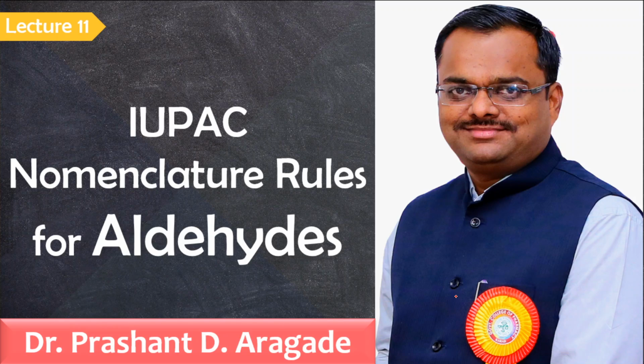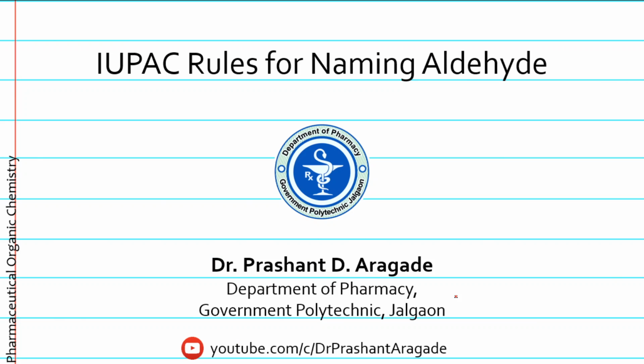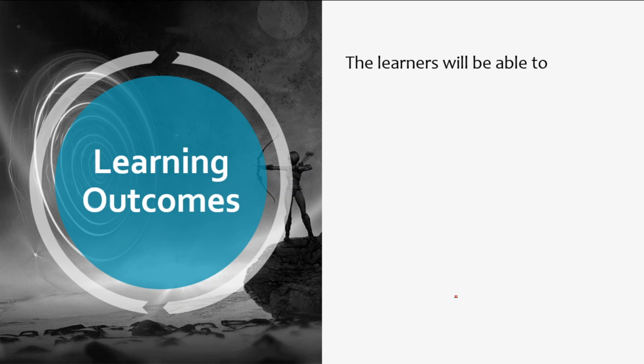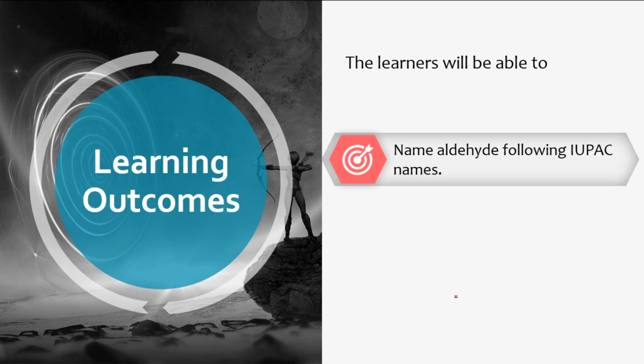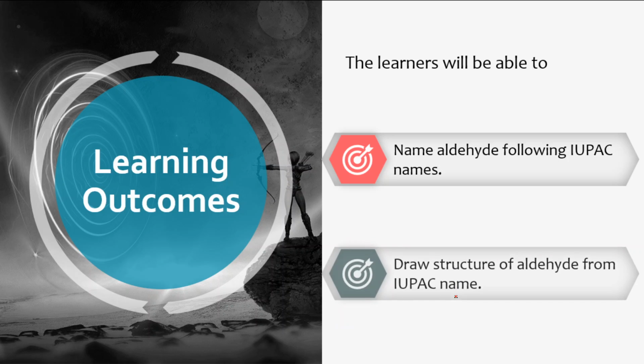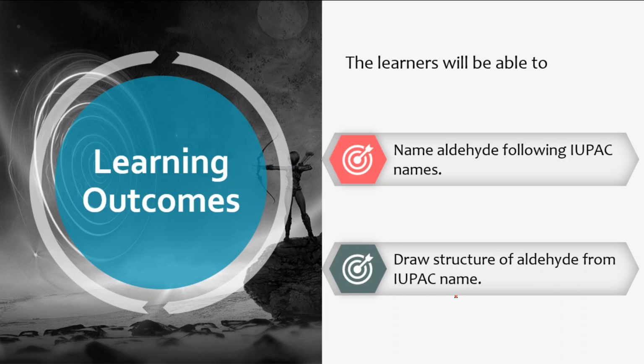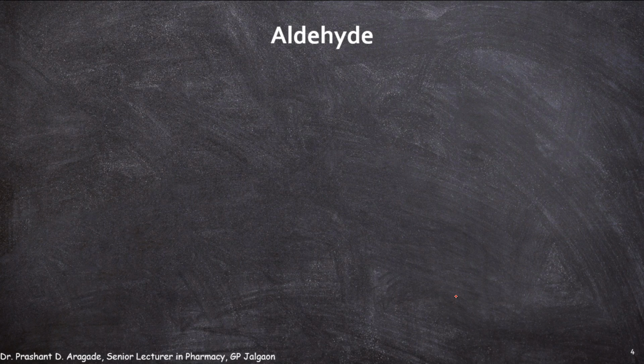Hello and welcome to the video lecture on IUPAC nomenclature rules for aldehydes. So we will discuss IUPAC rules for naming the aldehydes. The learning outcomes: the learners will be able to name aldehydes by following IUPAC nomenclature rules. You will be able to draw the structure of an aldehyde from its IUPAC name. So let's see what is meant by aldehyde.